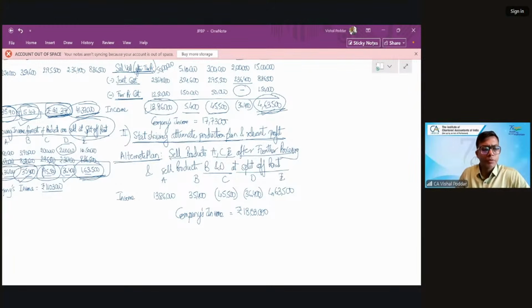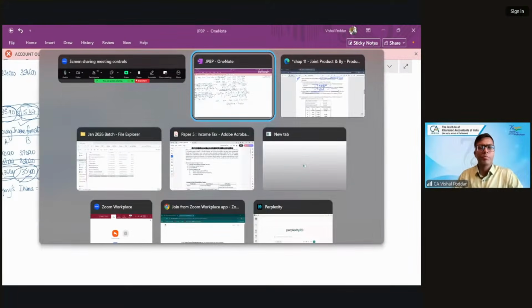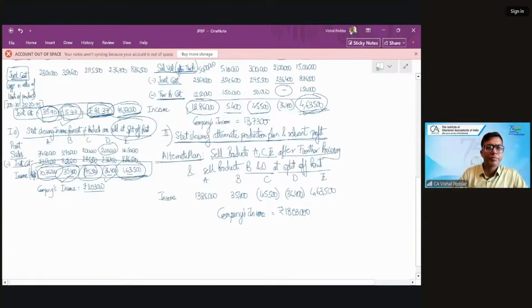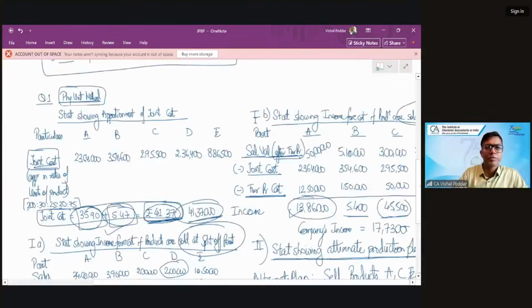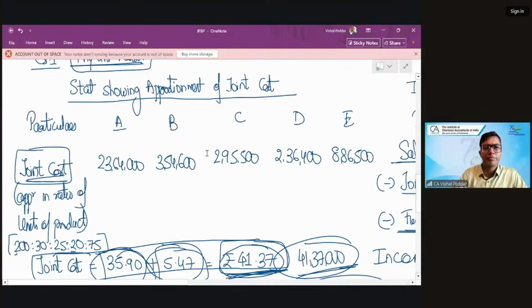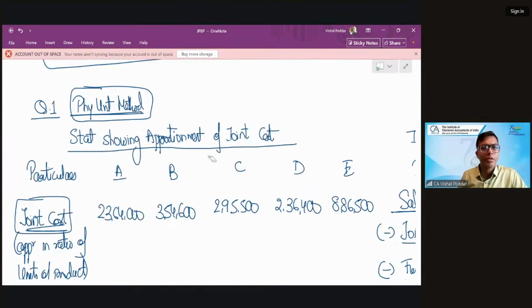So this is how we solve, students. Let us now solve this sum by the second method. Physical units was the first method. Now, what is my second method? I will start taking the ratio of sales value at split off point.